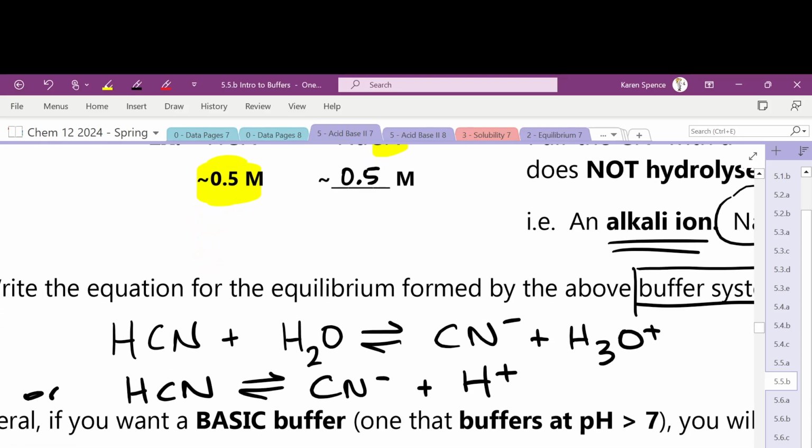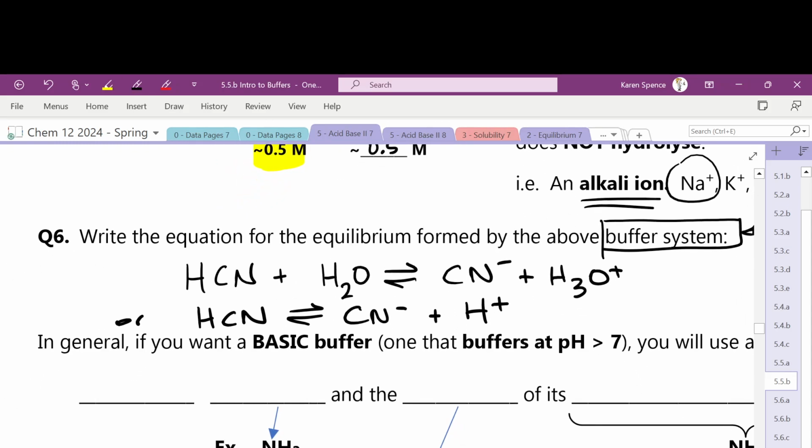So you can write it either way, with the water or without the water. Does that make sense? In fact, you could even, if you wanted to, write it this way, CN minus plus H2O in equilibrium with HCN plus OH minus, but I feel like that's just overly complicating things. Do you know what I mean? You could write it that way, but why would you, when you have a very tidy reaction using the acid.